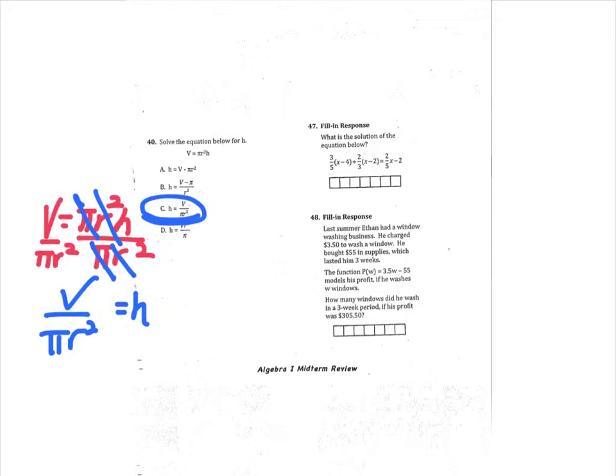Number 47 is a problem where you're going to want to multiply by the smallest number that both 5 and 3 go into evenly, because those are my denominators. So I'm going to choose for the LCD, the lowest common denominator, 15, because 15 is the smallest number that they both go into evenly. So what I do is I multiply.